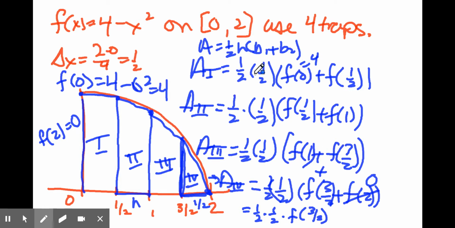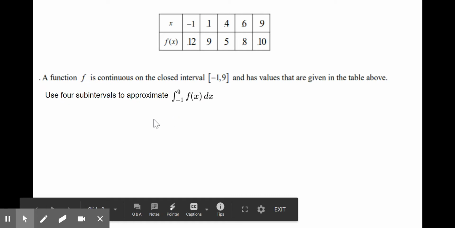But the rest of them, pretty simple. All you got to do, just do the math, plug them in, and you'll see what you get. You just have to know how to draw them. All right, let's see what else.